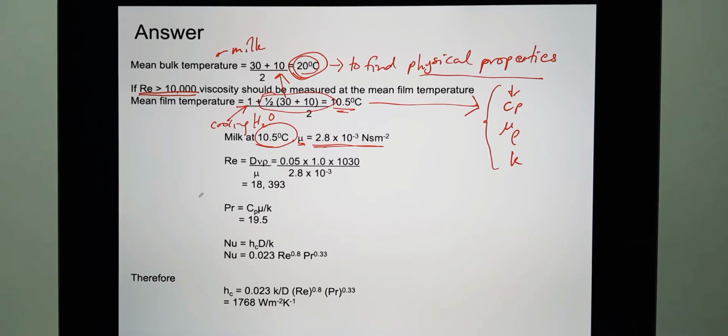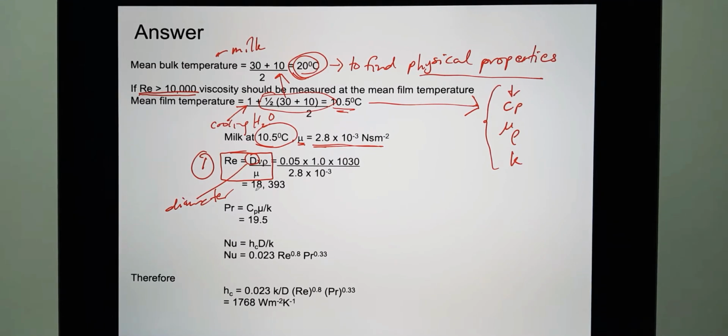Okay, so the first step, you need to calculate the value of Reynolds. And again, this particular equation you need to memorize. Reynolds equals dV rho over mu. D is the diameter, since we are talking about tubing, then it involves diameter. V is the velocity, rho is the density, then mu is the viscosity. Viscosity has been given to you.